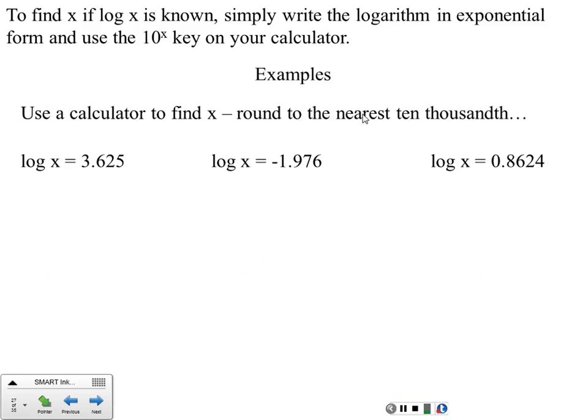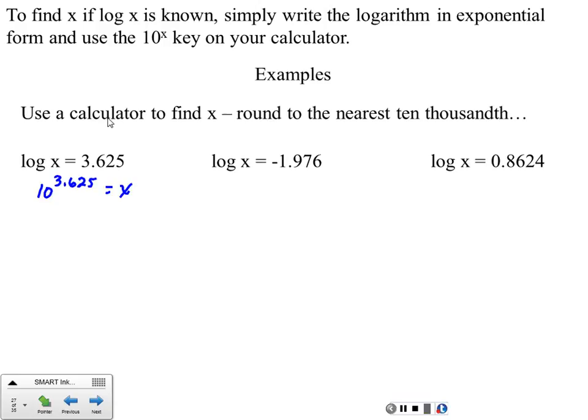Okay, so what if you don't know the argument? What if you're looking for the argument? Anytime you're looking for the argument, you have to change it to exponential. You have to use the inverse. Okay? Anytime you go from log to exponential, you are doing the inverse. So you're going to do 10 to the 3.625 is equal to what?